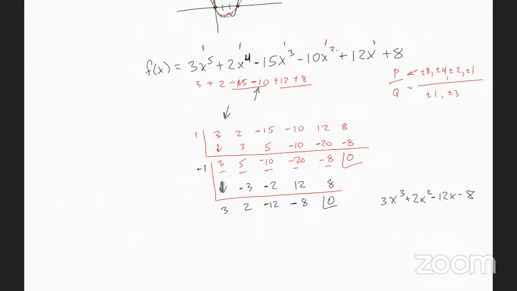12. I don't think negative one will work, because that's going to be positive 12. Will negative one work? Let's see. Negative 3 plus 2 plus 12 minus 8. No, that doesn't work. So -1 doesn't work. So let's try something else. I shouldn't have erased that whole thing.